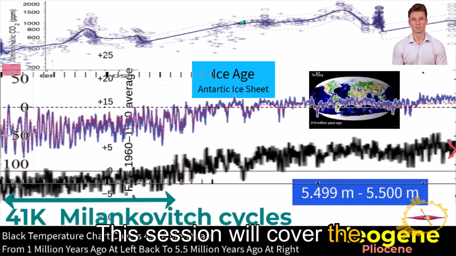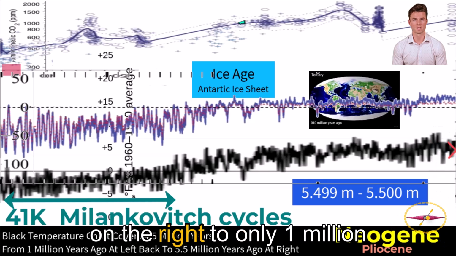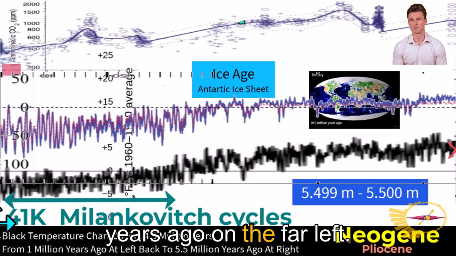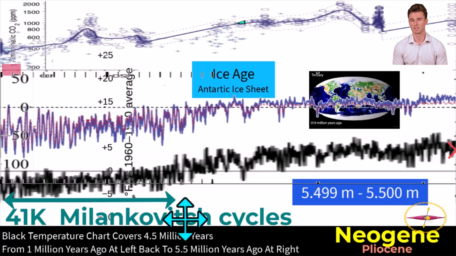This session will cover the history of Earth's climate from 5.5 million years ago on the right to only 1 million years ago on the far left. We're looking at the third panel in this project.